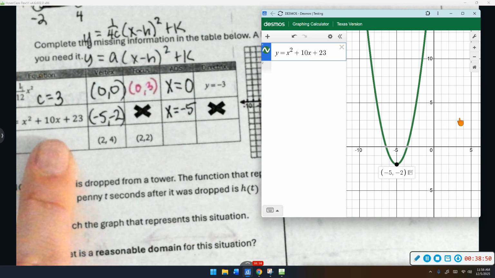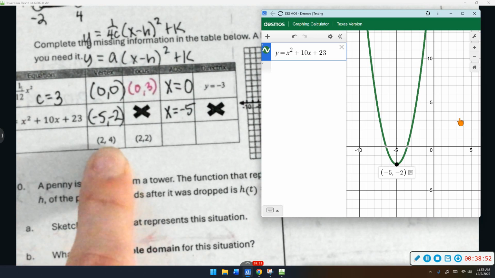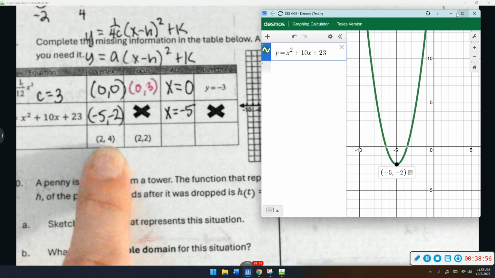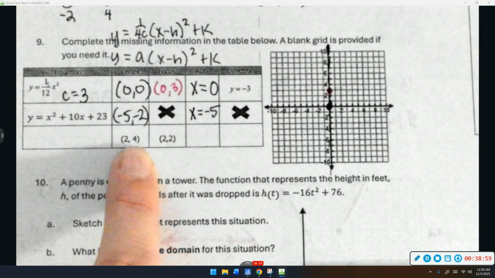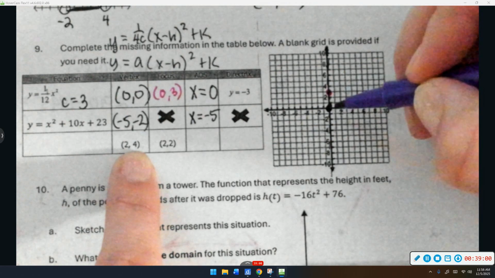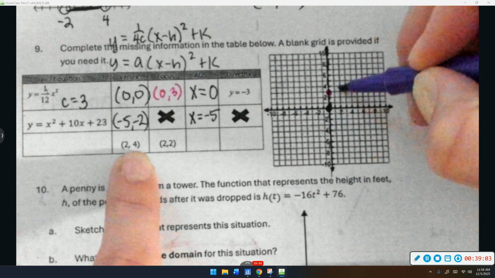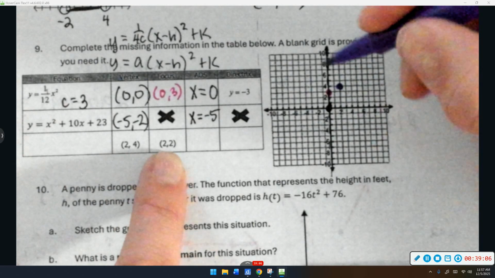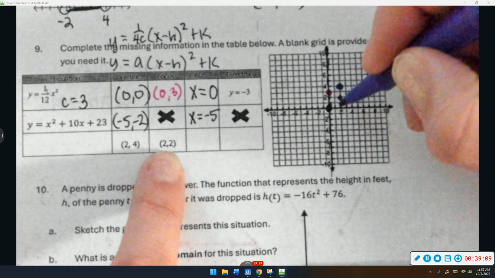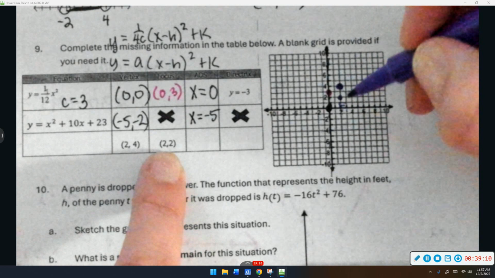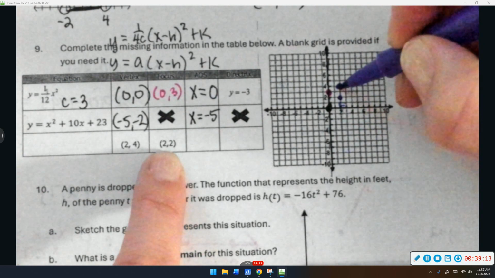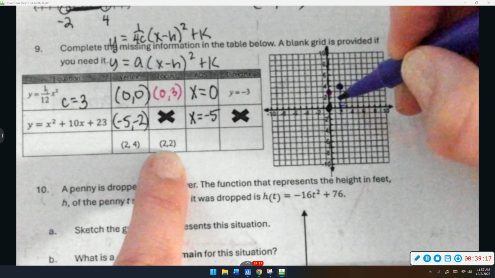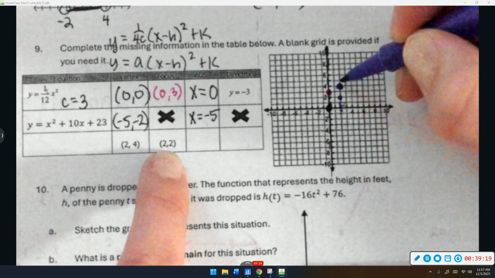This one, we don't know the equation. But they gave us the vertex is (2, 4). I'm going to have to draw this one to figure it out. Okay, vertex is (2, 4). Focus is (2, 2). So the focus is below the vertex. I counted, there's 2 units in between the vertex and the focus. So the directrix is 2 units up.